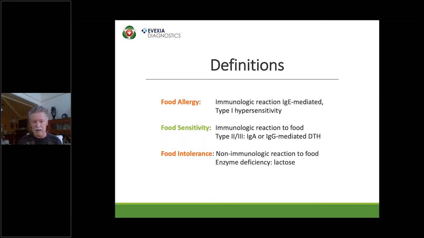And then the third category, of course, everybody knows, is food intolerance, and that's non-immunologic. The typical one there is enzyme deficiency, lactase. Somebody consumes milk or a milk product and they get quite ill, and the reason is they don't have an enzyme that will digest the sugar lactose. So they're lactose intolerant. In the next slide.